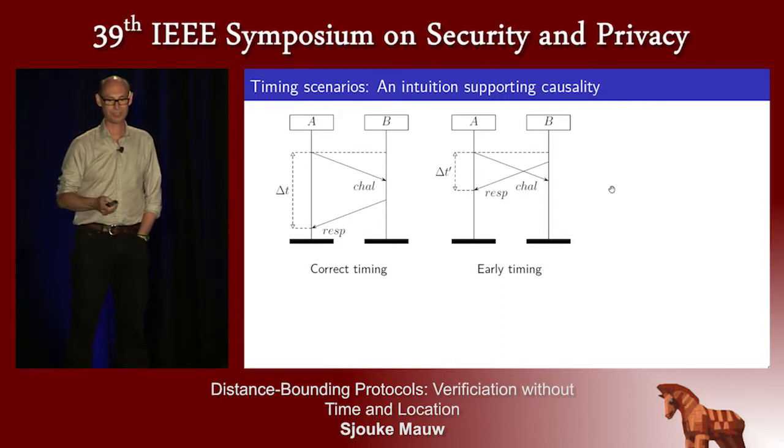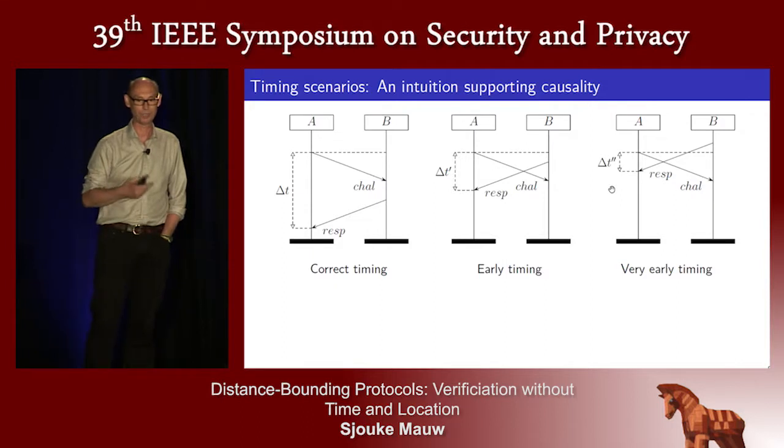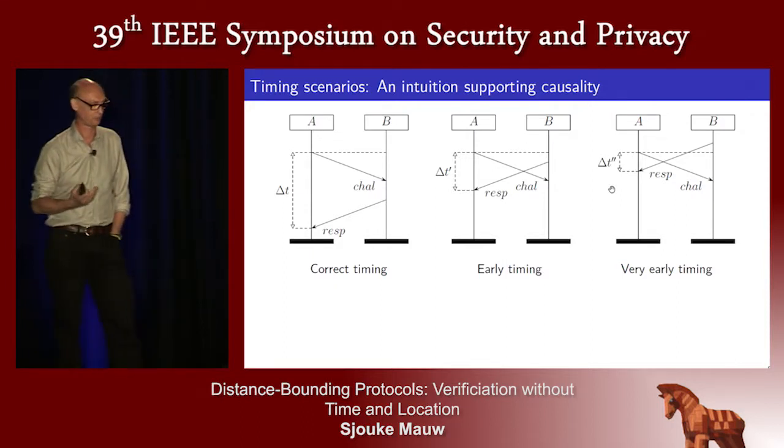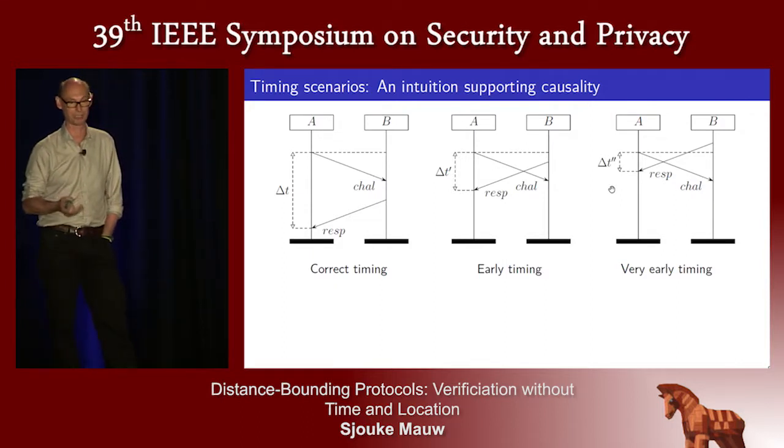We could even push this a bit further, namely, once you know that you can produce your response without knowing the challenge, you could even send the response before the challenge has been sent itself. There's no reason to wait for the challenge to be sent. So this is, in fact, what we call very early timing.